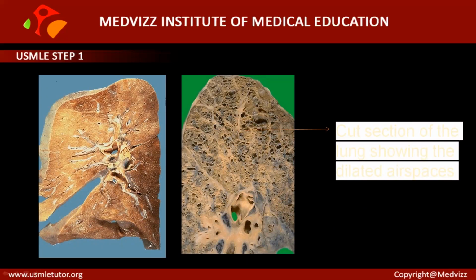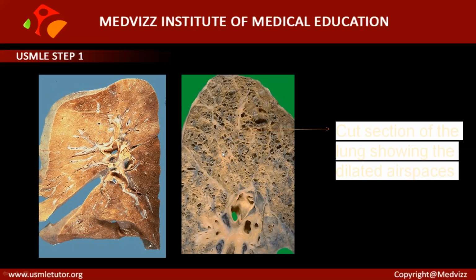If you see another gross finding picture, this is a cut section of the lung. On the left side is the normal lung, and you can see there are no dilated air spaces over here. But if you look here, you see the typical dilated air spaces, the typical picture of emphysema. So this is a cut section of the lung showing dilated air spaces when compared to the normal lung. This is how you can identify the gross pathology of emphysema.